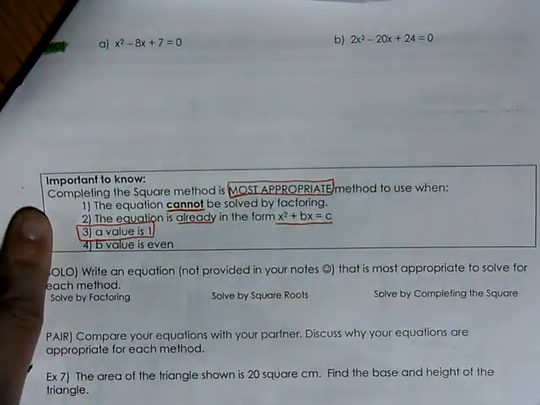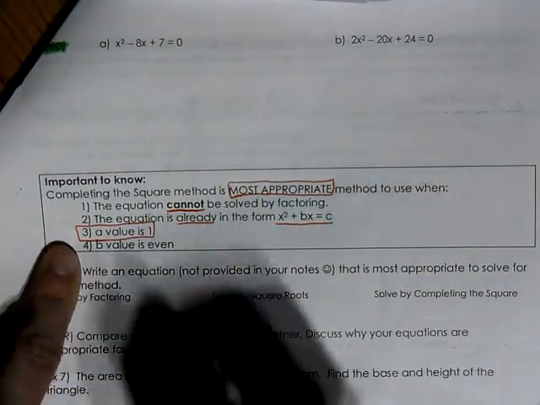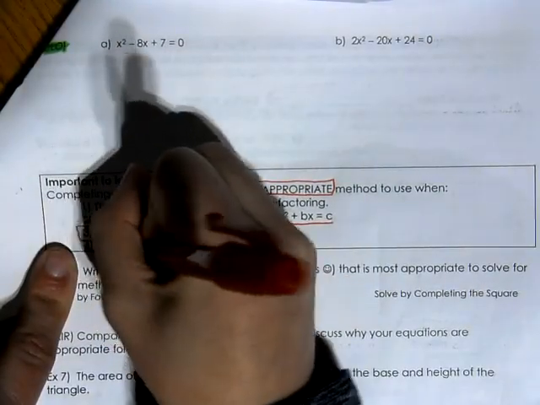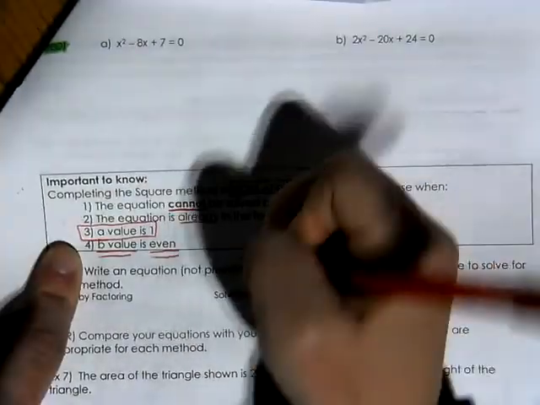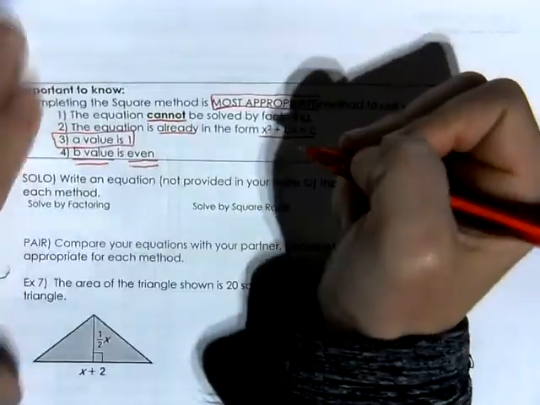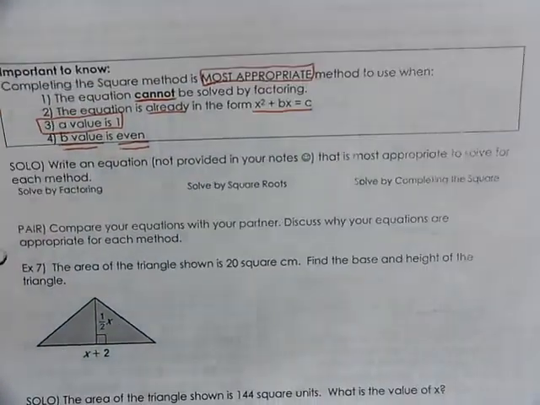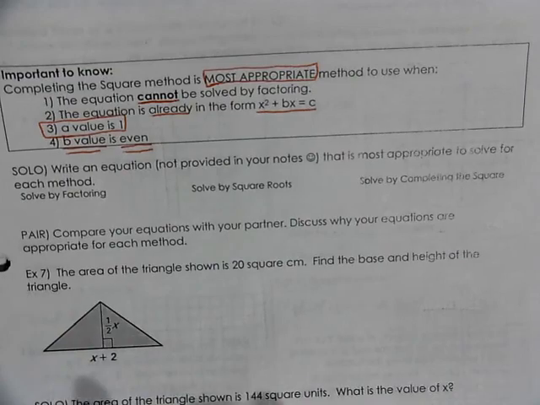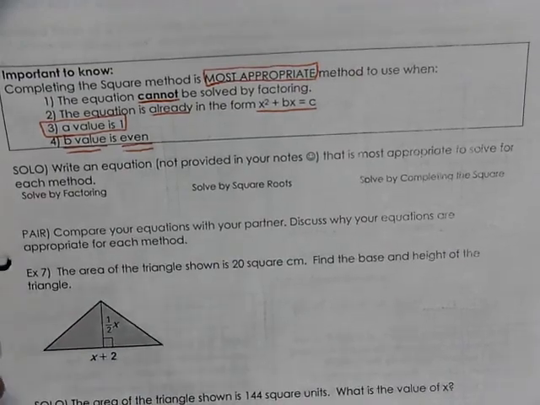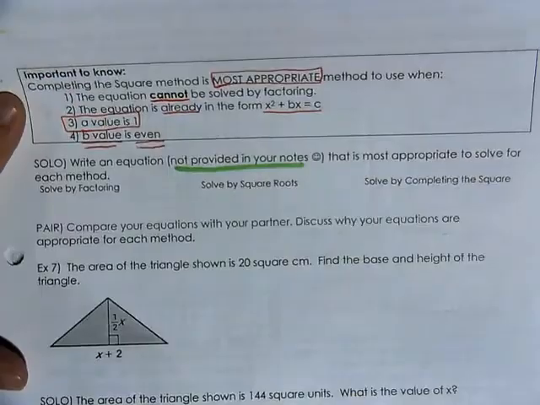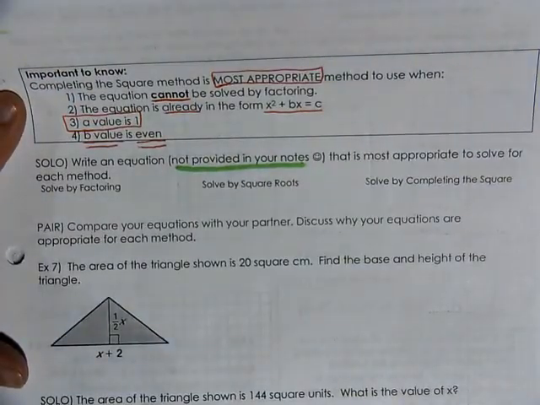It's already 1. And number 4, when the b value is even. So an example of each type is something that I'm going to be asking you guys to write down. This is also going to be a solo. Write an equation not provided in your notes. Do not write something that we've already given you.